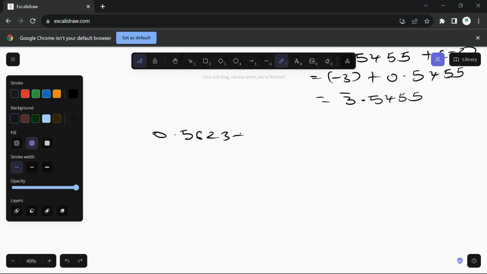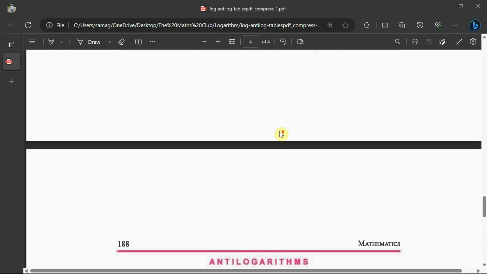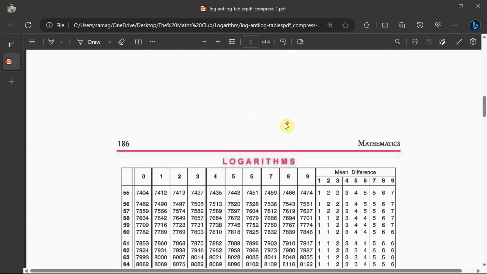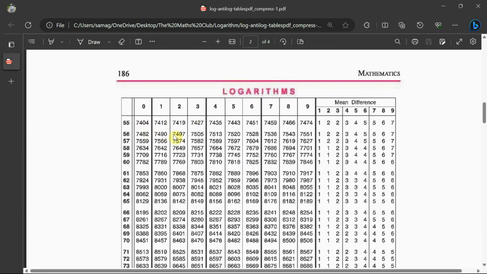Convert 0.5623 to standard form. That will be 5.623 times 10 raised to the power of minus 1, right? So we'll find 56 under 2 difference 3 in the logarithm table. So let's go to the logarithm table. 56 under 2 difference 3, right? So this is 7497. Difference 3 is 2. So 7497 plus 2, that is 7499, right?